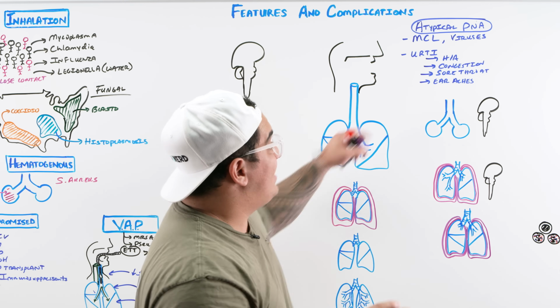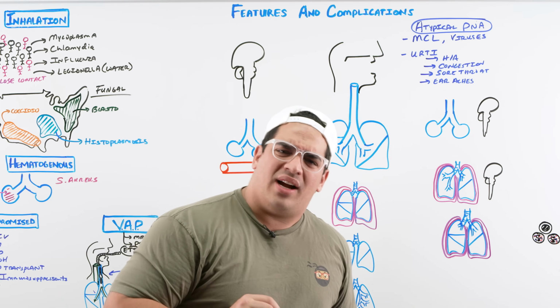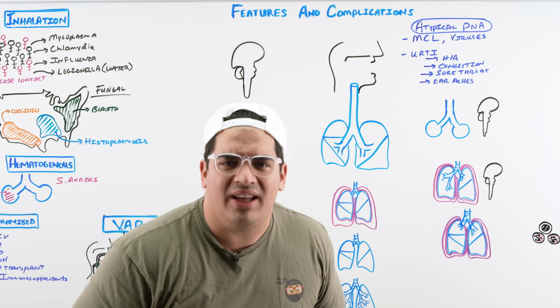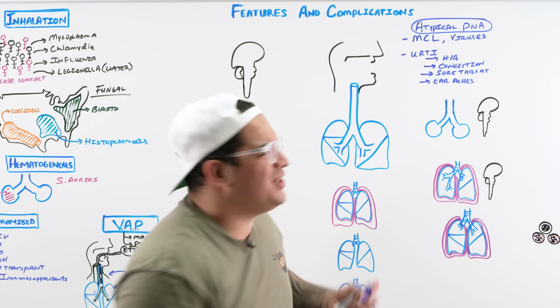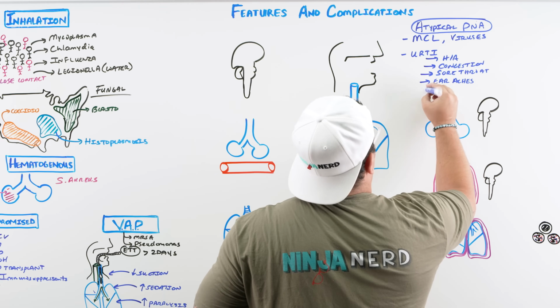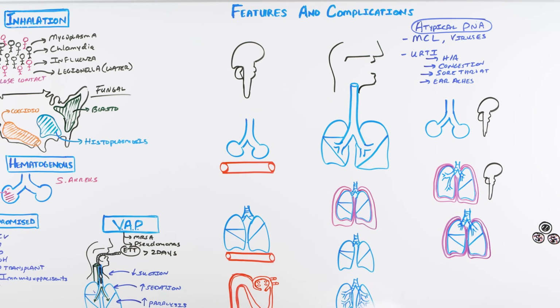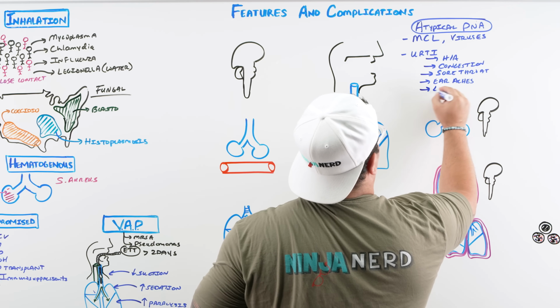All right, so that's some of the big things. Now, sometimes with upper respiratory tract infections, they may have very low-grade fevers and myalgias and arthralgias. So you can also add those features in there as well. So think about a low-grade fever.